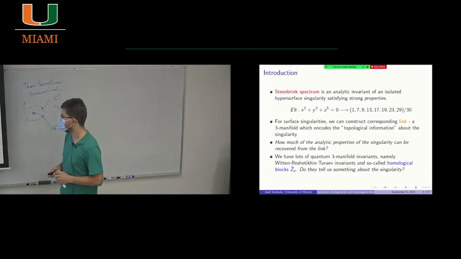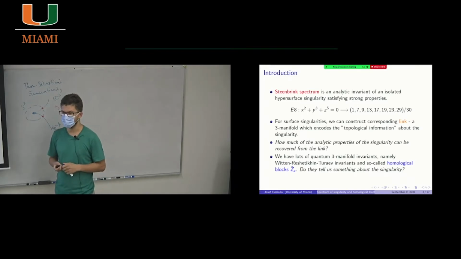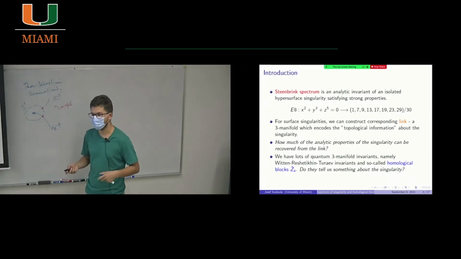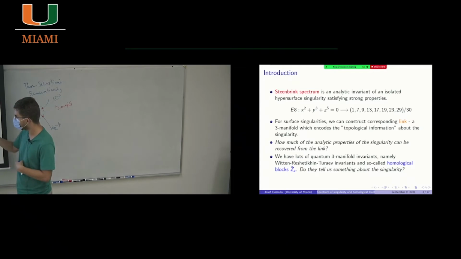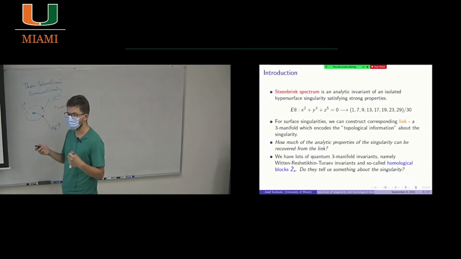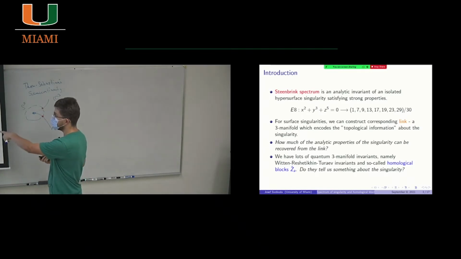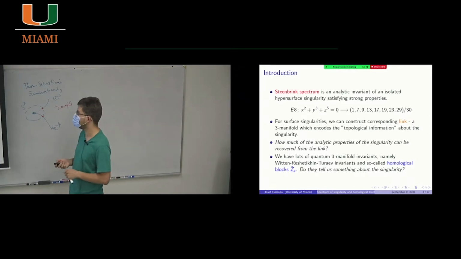So we can ask, do these 3-manifold invariants tell us something about the singularity? For example, there is the Casson invariant, which we learned last time is related to the number of spectral values in some intervals and the signature of the intersection form. So there are many relations like this, but those invariants are new, so we can ask if they have something to do with the singularity.